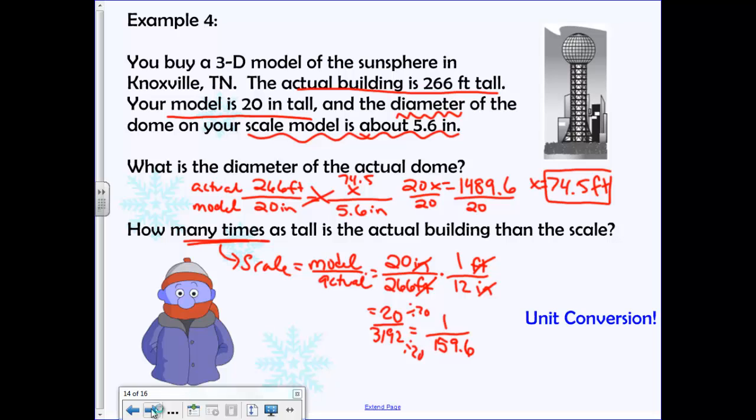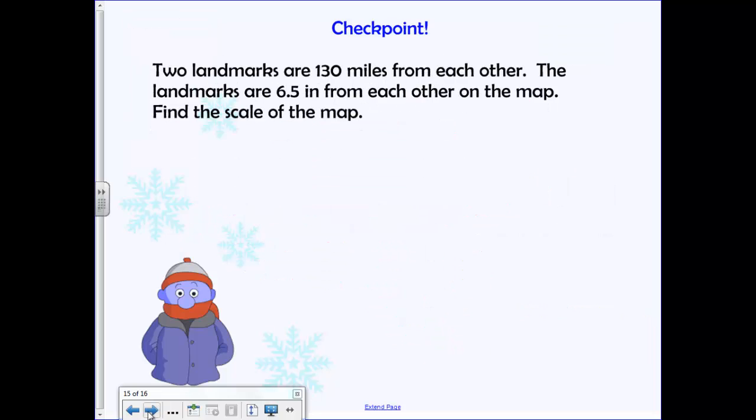So what's the question? How many times as tall is the actual building than the scale? This is the model. This is the actual. The actual is how many times as big? 159.6 times as big.